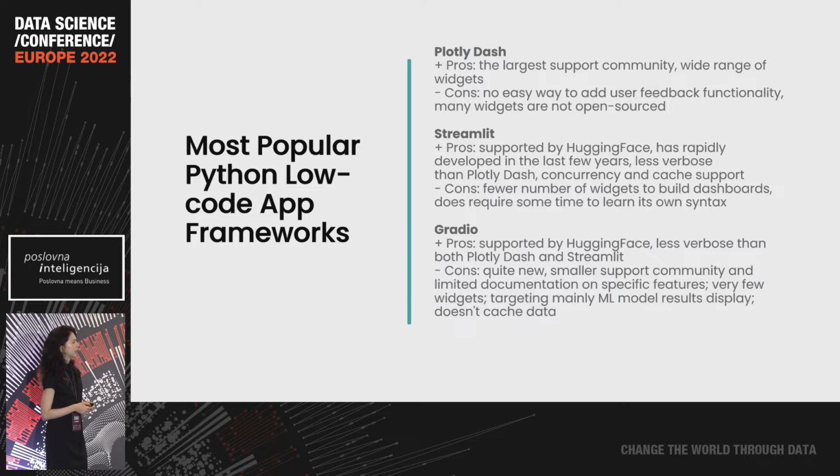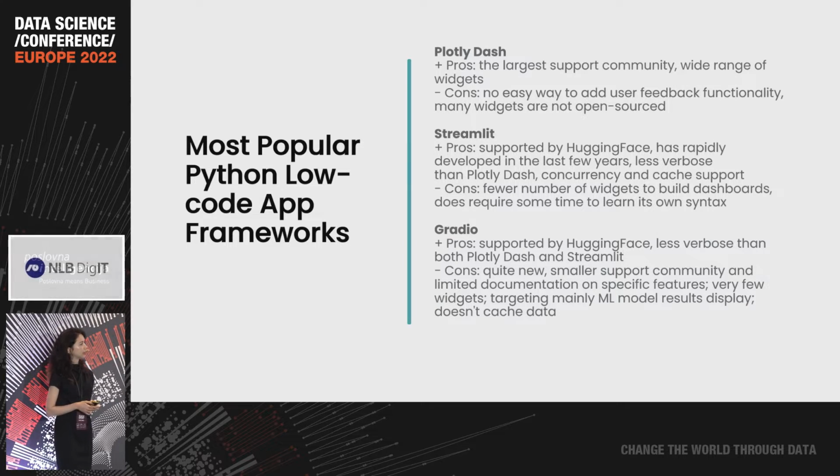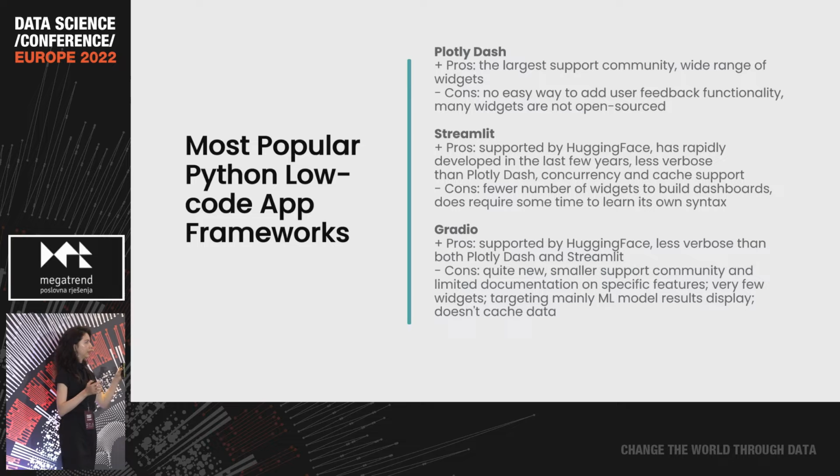There are some disadvantages, of course, and the main one is that because it's simpler and less verbose, it has its own style, which is less intuitive than Plotly Dash, and it requires some time to learn its own syntax. And the last one is Gradio. It's the newest one. It's again supported by Hugging Face, and it's rapidly developing currently. So if you're starting and looking into web interfaces, I would suggest starting with Gradio, seeing if it has everything you need, and if it doesn't, going up this list.